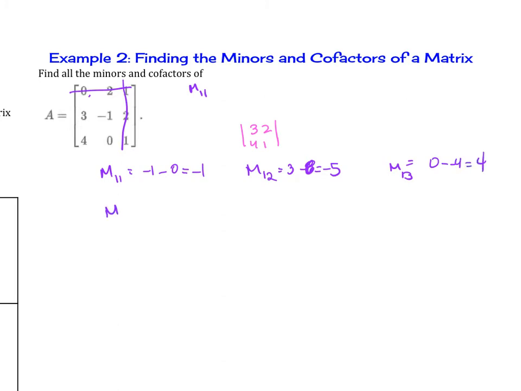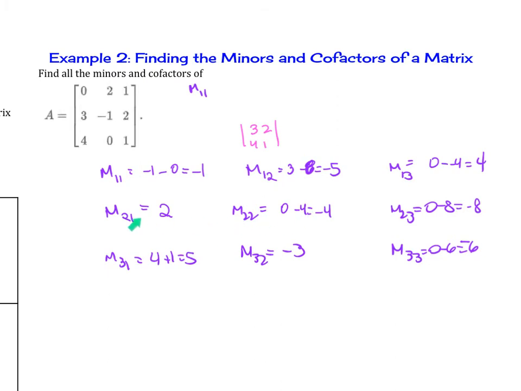Then let's do the next row, M21. We're trying to find this, so you delete this row, delete this column. What you're left with is the determinant, which is 2 minus 0, so it's just 2. Then you do the next one, M22. I'm sure you're seeing the pattern now, so see if you can go ahead and finish this out. You just keep on continuing until you find all of the minors.